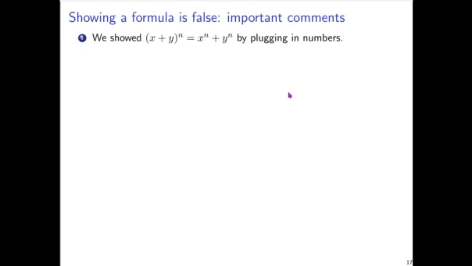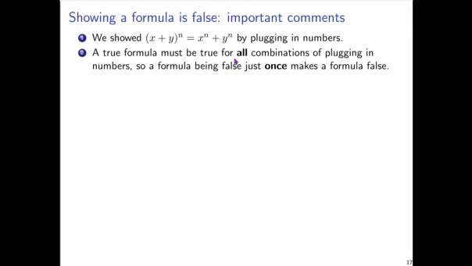Okay, so let's step back for a moment. We've looked at 3 examples of showing a formula is false. Let's bring up some comments here. We showed x plus y quantity to the nth equals x to the nth plus y to the nth is false by plugging in numbers. A true formula must be true for all combinations of plugging in numbers, any combination at all. So a formula being false just once makes it false.